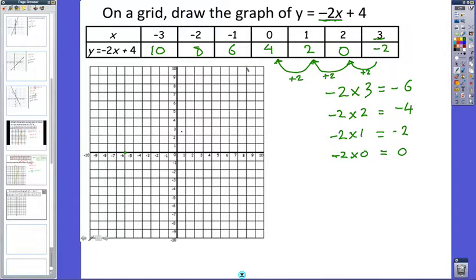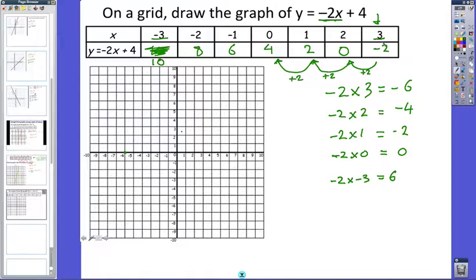Now if you just want a check, or if you want another example, assume that we don't know that was a 10. Let's rub it out. If x is minus 3, then you have minus 2 times minus 3. A minus and a minus make a plus, and 2 times 3 is going to be 6. 6 add 4 is 10. Just like the pattern, you can either work it out or look at the pattern and see what's happening and just write that down. Now you've got your coordinates.